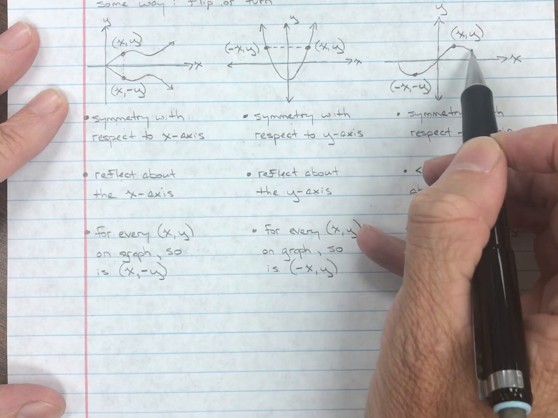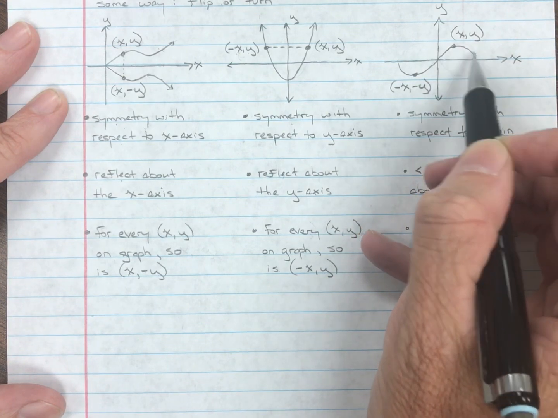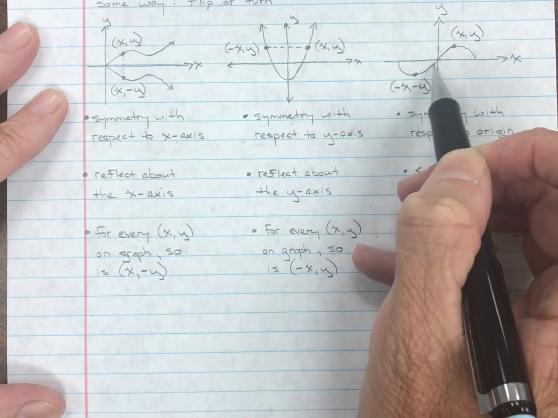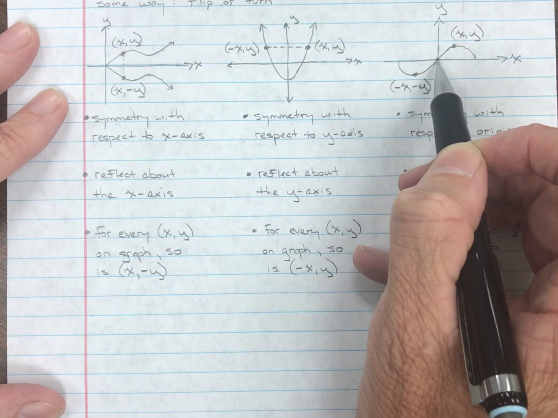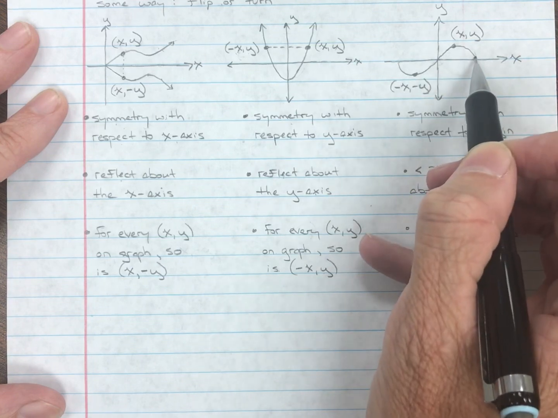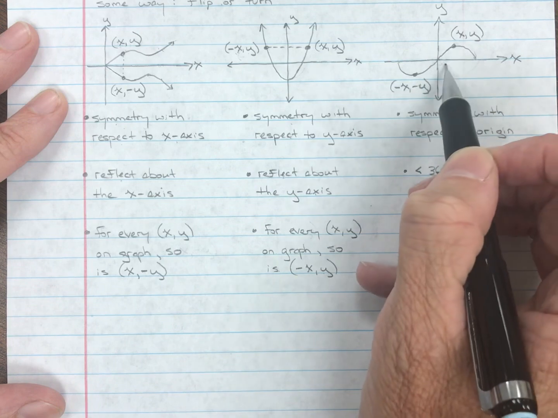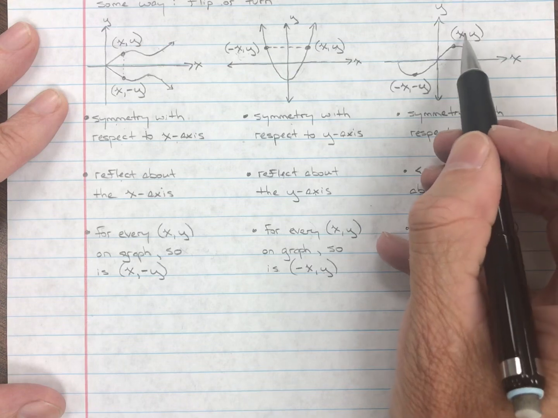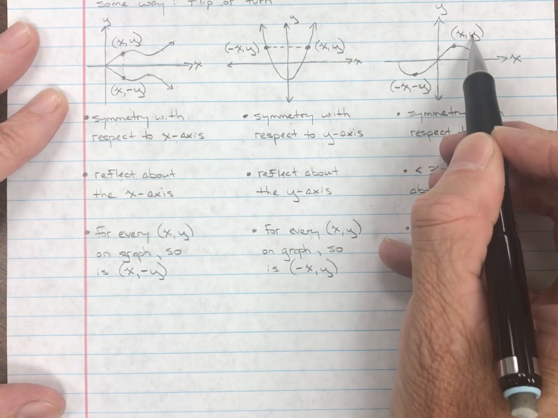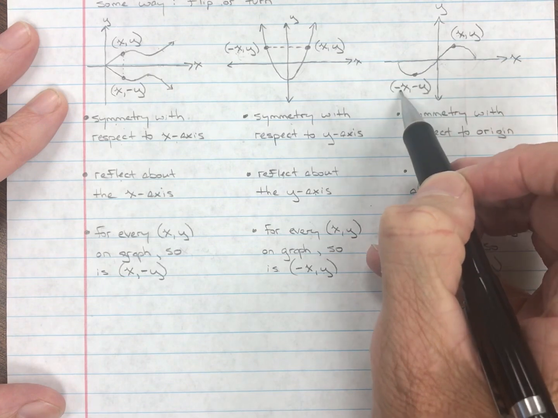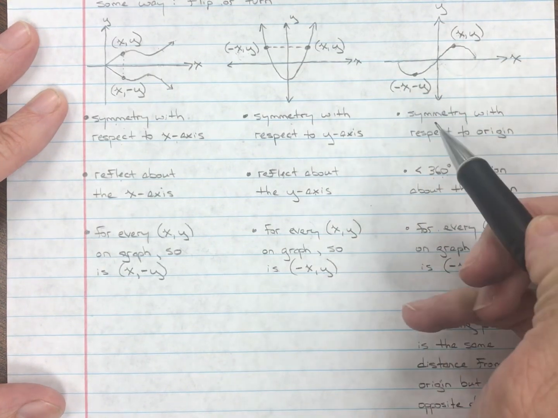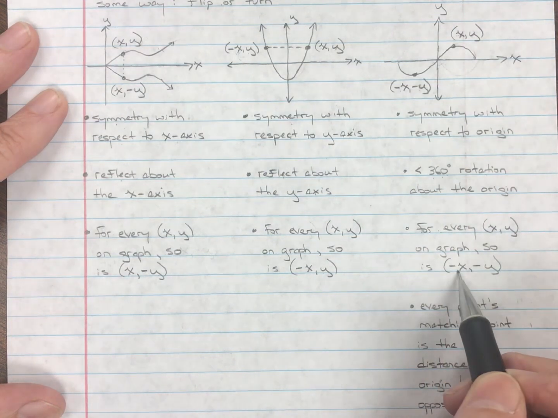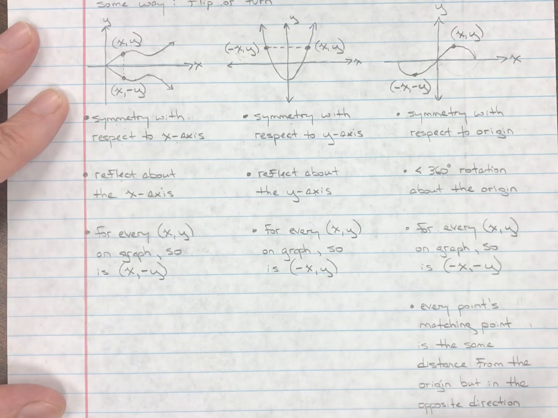So if I put a pin here and I rotate, this point will rotate to here after 180 degrees. This point will be down here. The origin, of course, doesn't move, but it'll spin, and after 180 degrees, it'll be right where it is. You'll also notice that for every (x, y) that's on the graph, the opposite of x and the opposite of y, that is (opposite of x, opposite of y), is also on the graph.